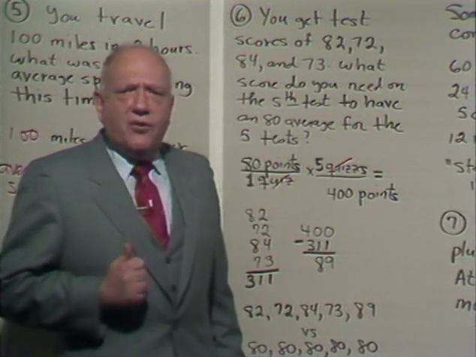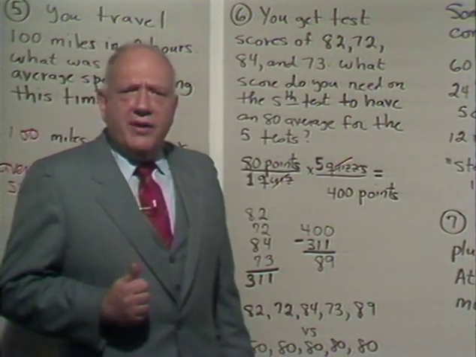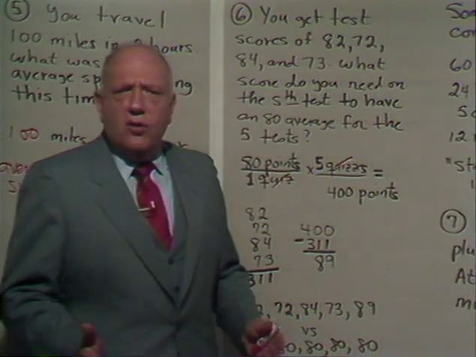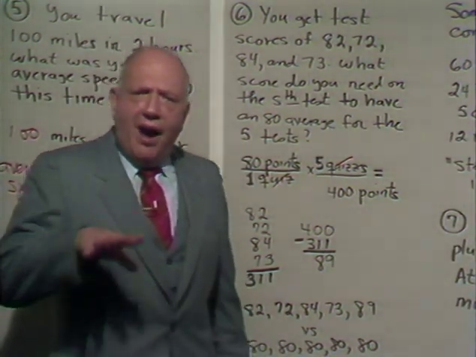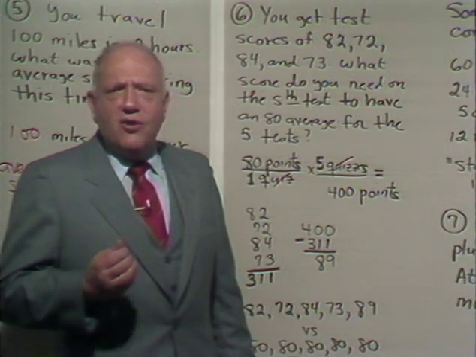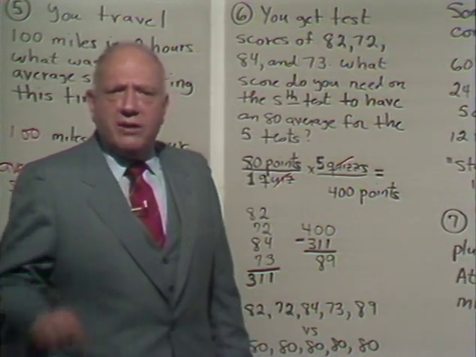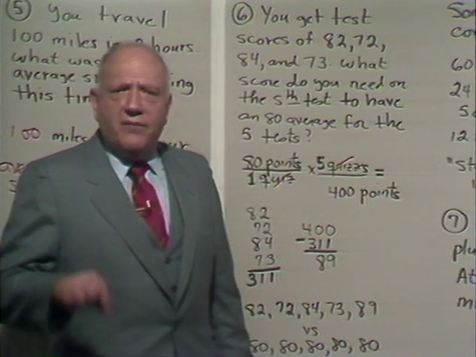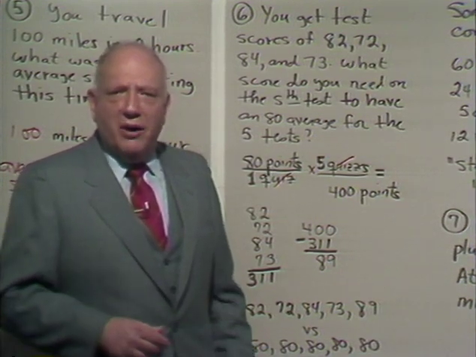In other words, on 5 quizzes, to say that you want the average to be 80, all you have to do is score 400 points. No matter how that 400 points is distributed, 400 points on 5 tests gives you an average of what? 80 points per test. 400 points divided by 5 tests is 80 points per test.